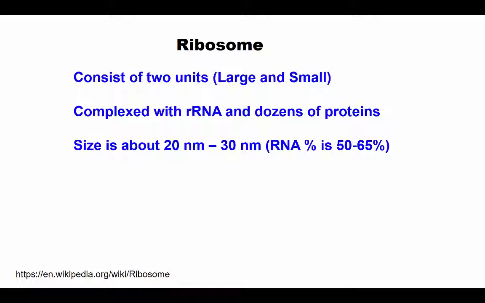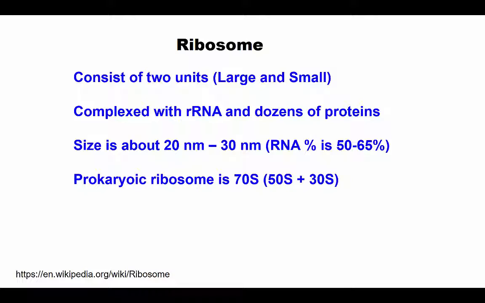Maybe in ancient times, the earliest life forms may have had only RNA without DNA or protein, and RNA can serve both as genetic information and, at the same time, as a catalytic enzyme.